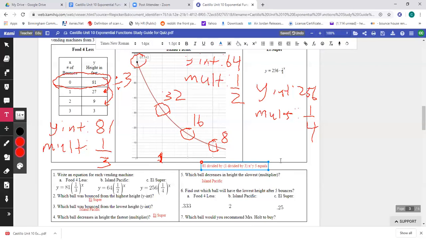Hopefully you remember. Which ball would you recommend her to buy? Well, you want the one that's going to be the bounciest. So after 5 bounces, the one that's still at the highest height is Island Pacific. So that would be your answer here.